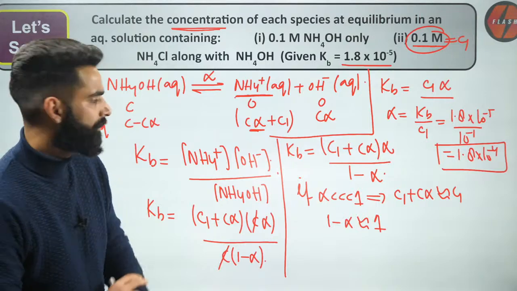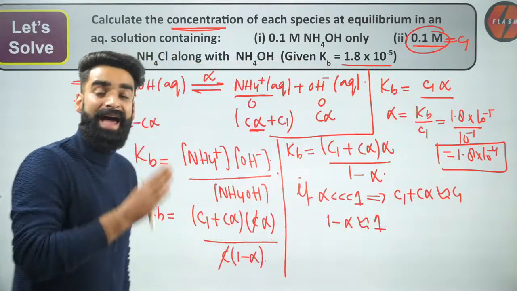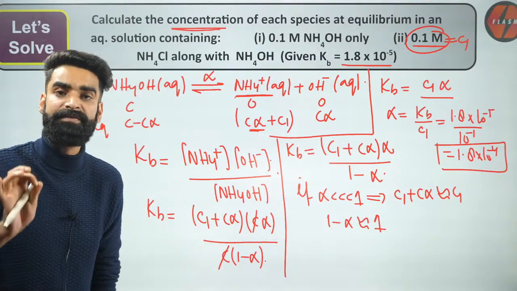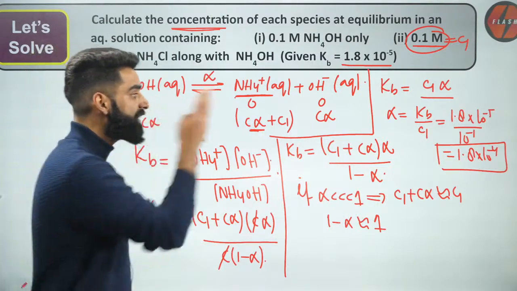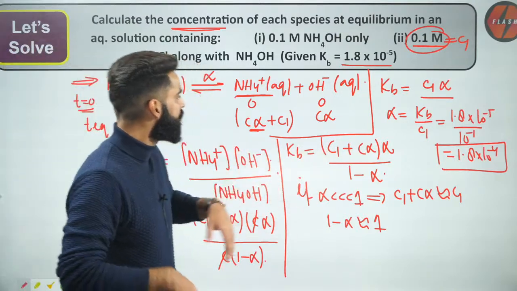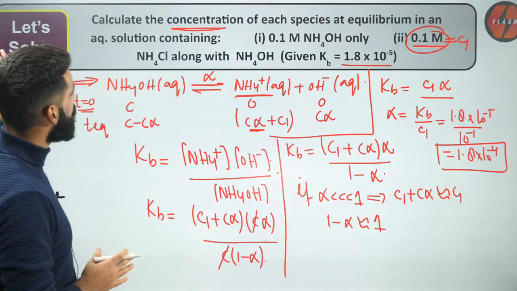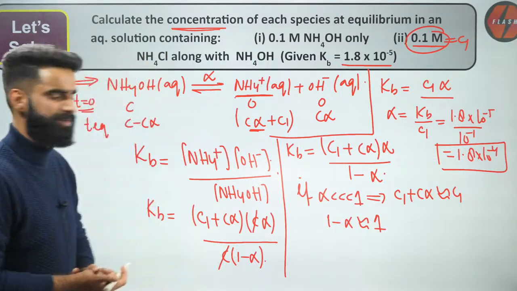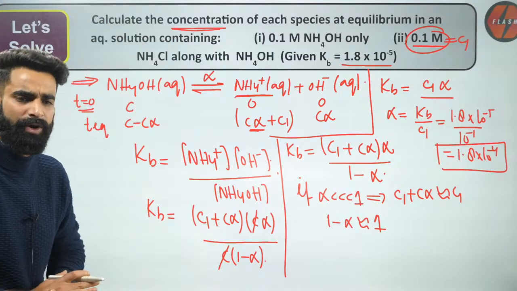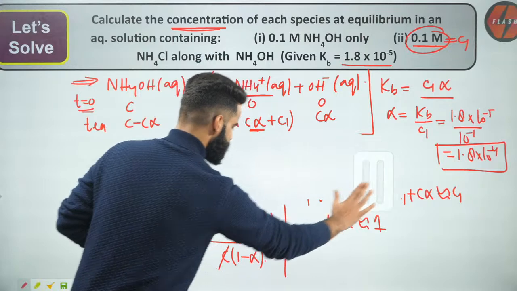So people, you got the alpha value as far, far less than one. Actually, you got it as less than 0.05. So whatever neglection we have done right here is absolutely correct. Now people, if you have the alpha value, we can easily calculate the concentration of everything right here. We are supposed to calculate the concentration of each species at equilibrium. We got the alpha value, and we know the concentration of each species right here.